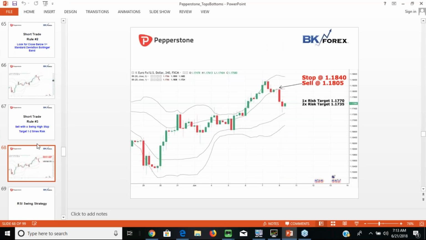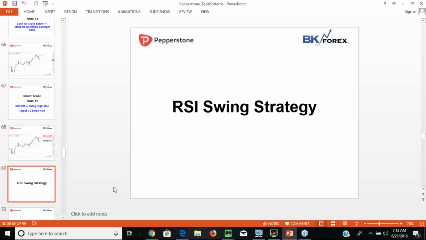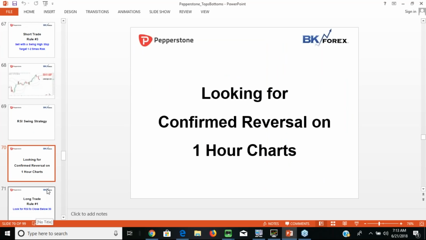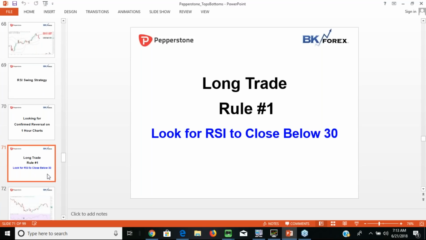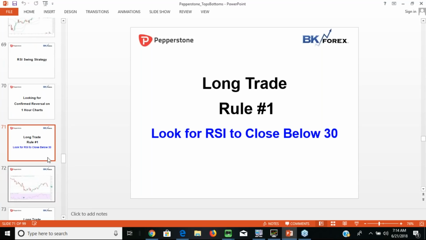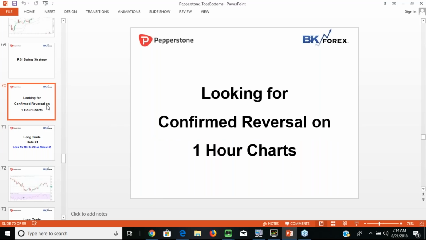So let's move on to the RSI strategy. With the RSI Swing Strategy, this is an even shorter term strategy. We're looking for this strategy on 1-hour charts. What you want to look for is a confirmed reversal. We're not just looking for an arbitrary reversal and saying, okay, RSI is going into oversold territory, let's just buy. We're waiting for it to go into oversold territory and confirm to us that it's recovering before getting into the trade.